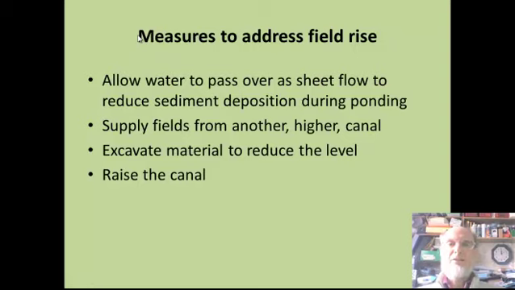The key measures to address field level rise are firstly, on the upstream fields, allow water to pass over as a sheet flow to reduce sediment deposition due to ponding. Then to supply the higher fields from another higher canal, which won't always be feasible. We can excavate material to reduce the field level, and we can raise the canal.